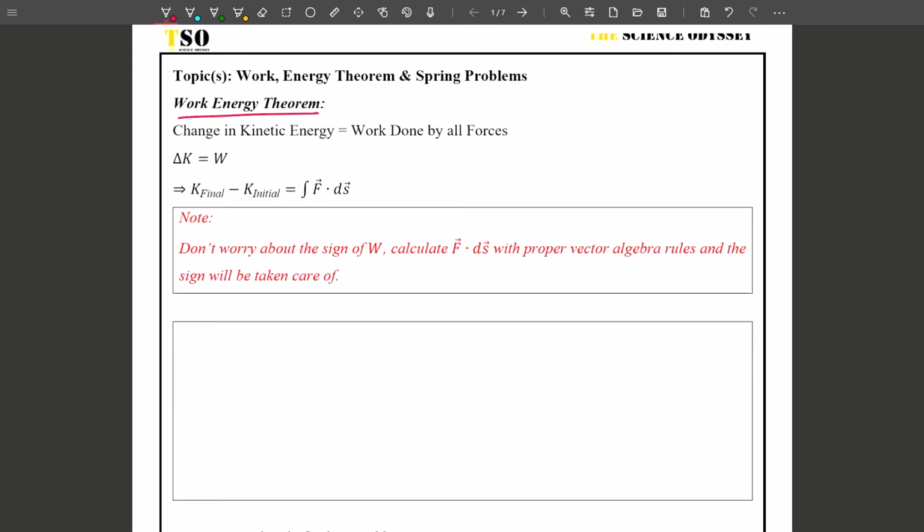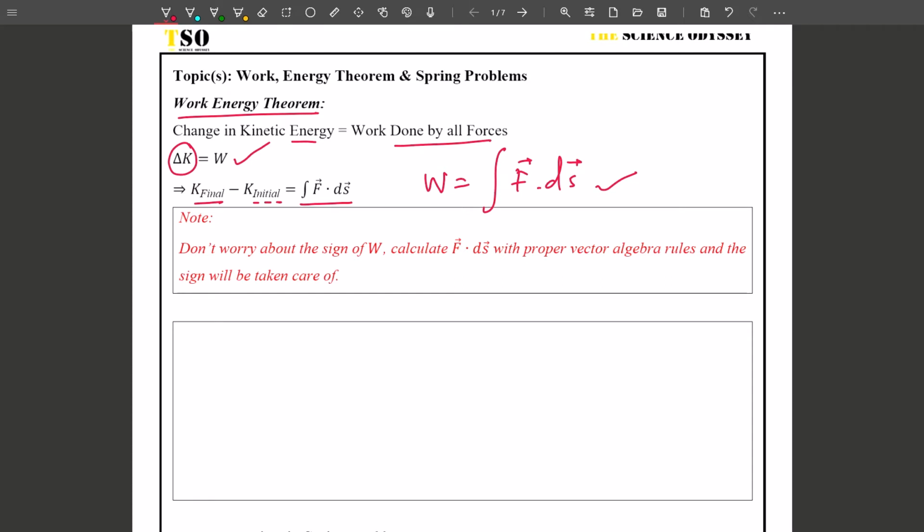The change in kinetic energy is equal to the work done by all forces. The change in kinetic energy, delta K, is equal to the work done by all forces, W. So the change in kinetic energy means the final kinetic energy minus initial kinetic energy equals work done. What is work done? Work done is the integration of F dot ds. We have already learned this in the work power energy chapter.